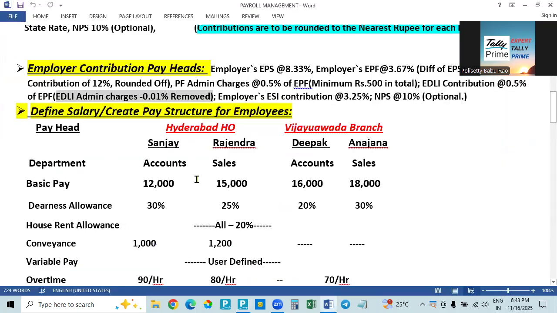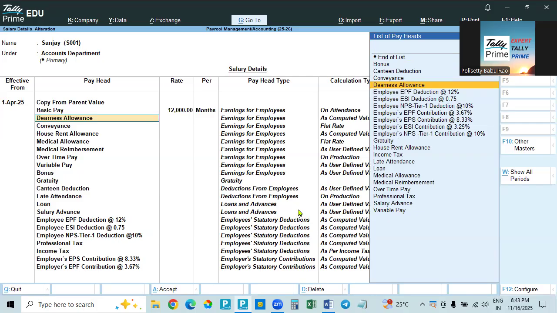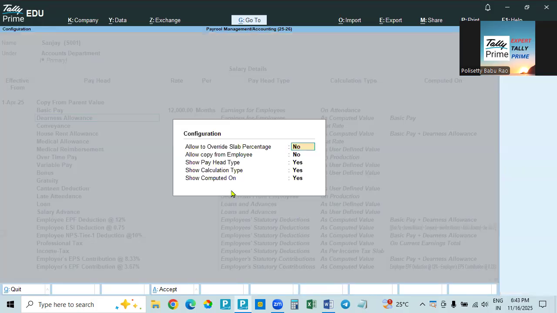But to calculate different rates, what you have to do is go to F12, the very first one, alter, so allow to override the slab percentage. Slab percentage is the percentage given in the pay head. So to override that, allow the override. Give yes, that's all, only one, accept.